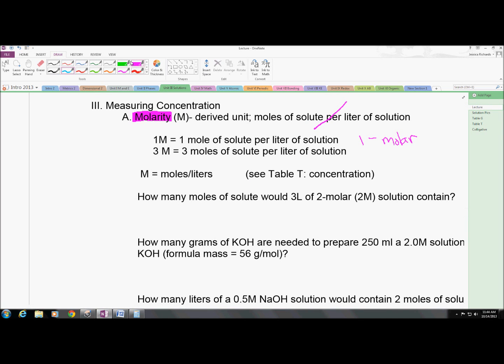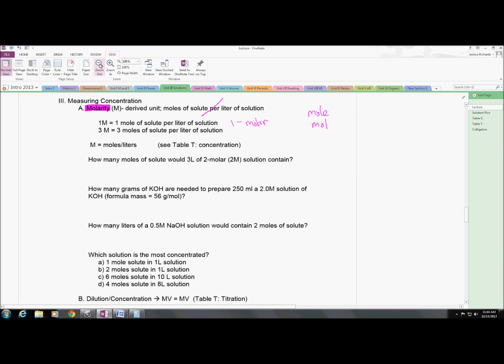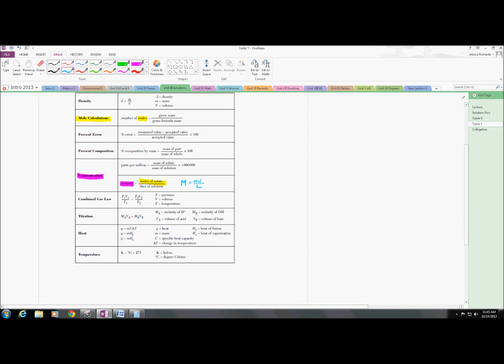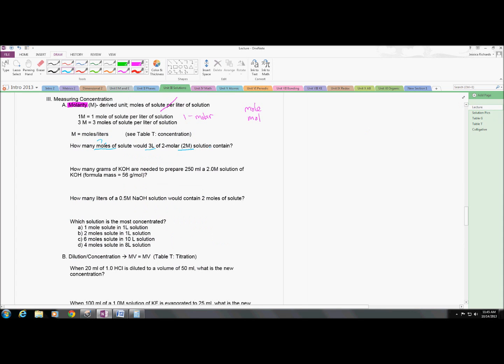Alright, the rest of it is simply plugging in numbers. So once you know that that's a concentration and it's telling you how many moles in a given volume, the rest of it is just math. So the question says, how many moles of solute would 3 liters of a 2 molar solution contain? Remember, I want you to look for these. I want you to use a little chart. They want to know moles. We have liters. They have a molarity. When you look at table T, you're like, oh, look, molarity, moles, and liters. I have 2 of those 3 things. That's the equation that I'm using.